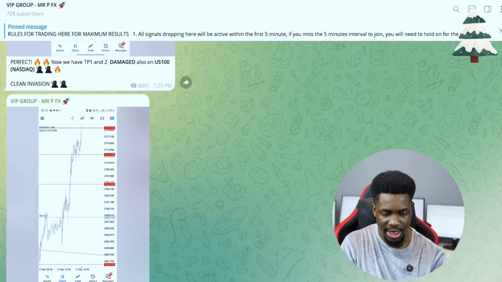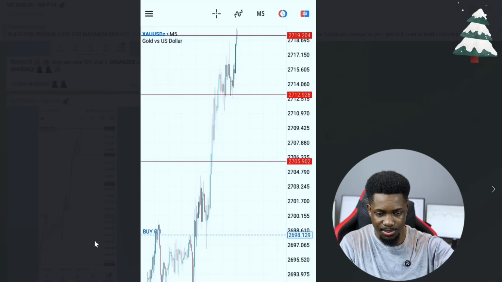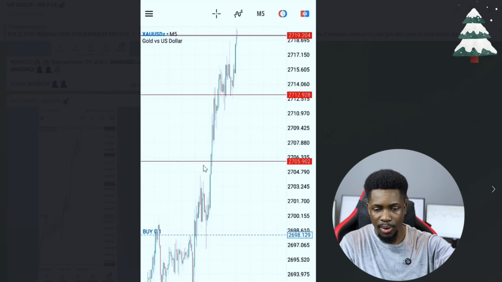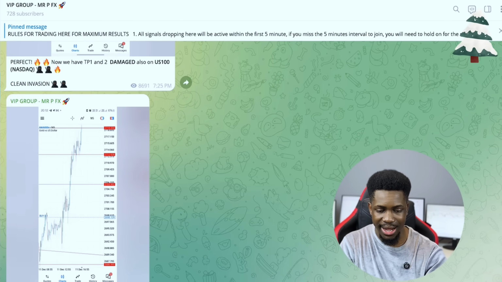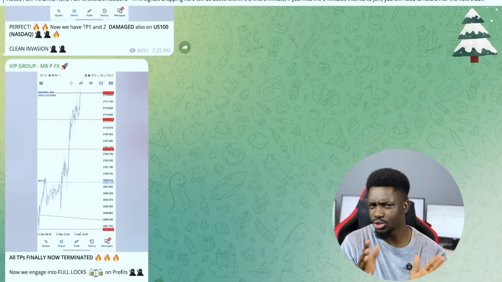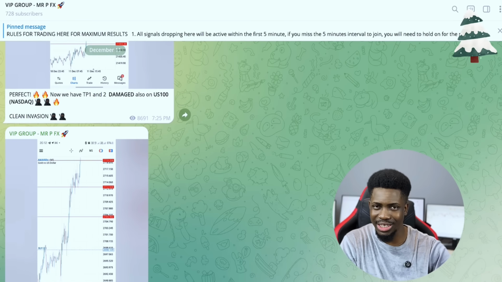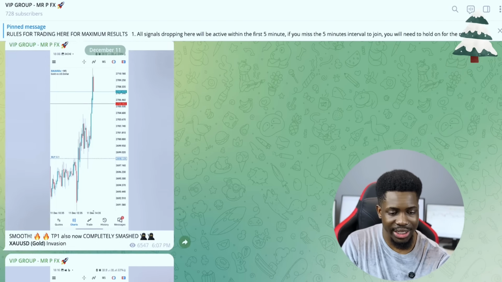And then let's just check. So yeah, this was where all our take profits were smashed on our gold, right? So I dropped the trade at about this region. It pushed up to this particular spot, hit this particular zone also, and after that, we engage full locks, right? Just as usual. So we start locking in our profit from that.